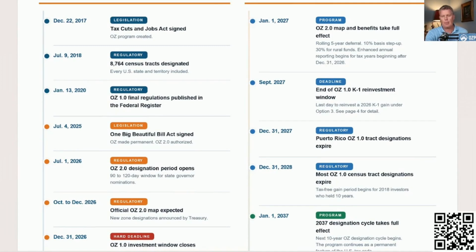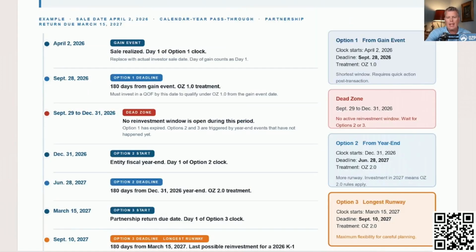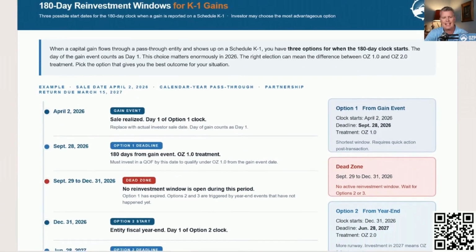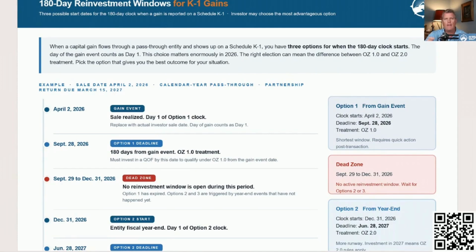Realistically, you're probably going to be putting it in, and you're going to get the benefits of 2.0, but you could actually go back in time to a gain from this year, all the way back to January 2026, if your gain came from a K1, which is the type of stuff that we hit on. This is exactly what we walk through on the 4th page. This is all about your alternative 180-day reinvestment windows for K1 gains.